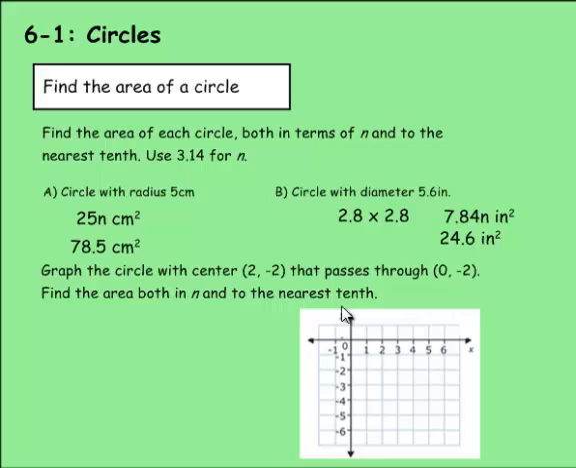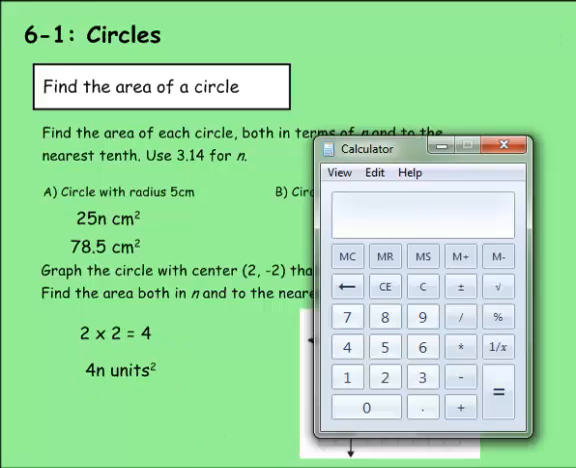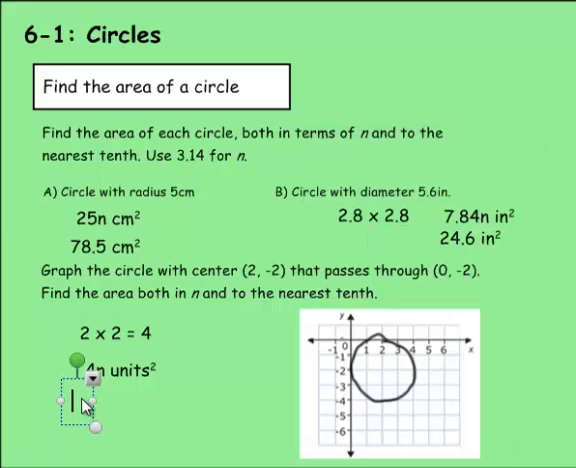Here we have to graph that same circle and now find the area of that circle. I'm just going to copy that circle in here to save us time. If we remember our formula, radius squared times pi, I know that the radius here is 2, so I could do 2 times 2, which is 2 squared. That equals 4. So I could do 4 times pi. So 4 pi units squared. 4 times pi would be 12.6. So we're going to say 12.6 units squared.